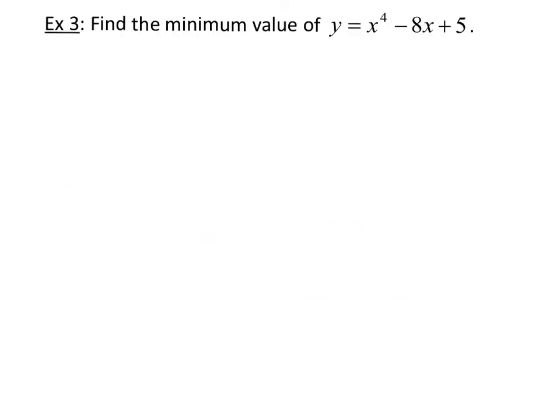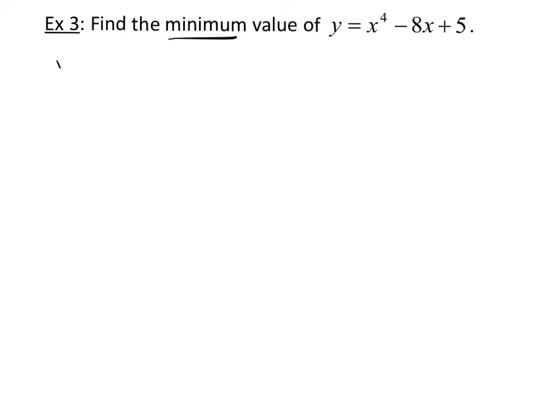Let's take a look at how we can actually go through and prove an absolute maximum for a function. All right, in example 3, we want to find the minimum value of y equals x to the fourth minus 8x plus 5. And notice when it says minimum value, it means absolute minimum. If we meant relative minimum, we would have said relative minimum in the problem. So if it just says minimum, we're talking about a global minimum or an absolute minimum.